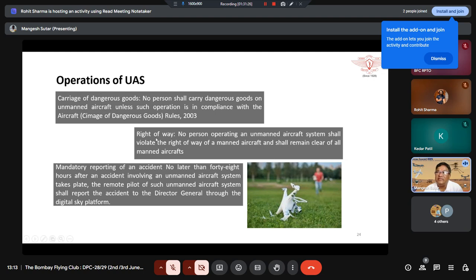Okay. Second is right of way. No person operating an unmanned aircraft system shall violate the right of way of a manned aircraft and shall remain clear of all manned aircraft. That means the first preference is always given to the commercial aircraft or a manned aircraft. Unmanned aircraft has second priority. So even if you are flying a drone in a yellow zone, if at that point any civilian aircraft operations are happening, you will be given the second priority. The first priority will always remain with the manned aircraft.